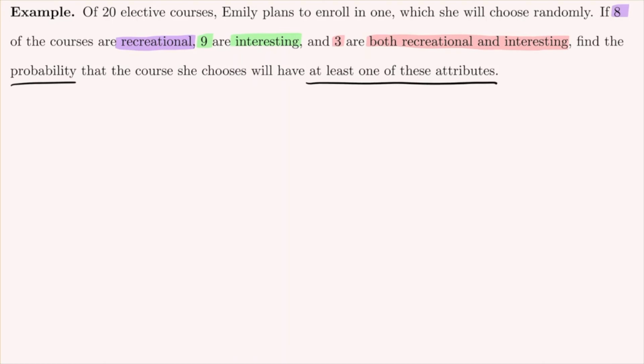Now we know the phrasing of at least one must be translated. At least one means one or more of the attributes. So if we're looking for at least one of the attributes, that means we're okay if it's just recreational. Let's say R is recreational, I is interesting. It's okay if it's just recreational, or just interesting, or recreational and interesting. Because since there's only 2 attributes, to be more than one of those attributes would be to be both of those attributes at the same time. There's no greater possibility since there's only 2 attributes being listed.